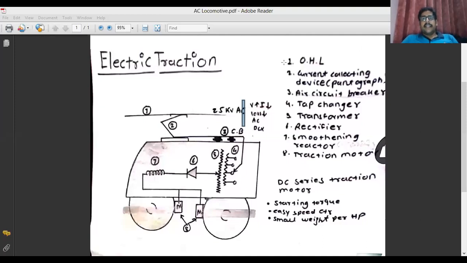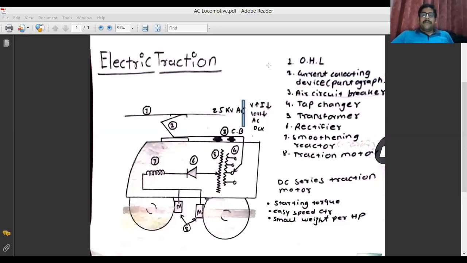Now, this is basically the internal structure of AC locomotive, and as you see there are a total of 8 components present in an AC locomotive. With the help of these, an electric AC locomotive can run. On the diagram, I have represented the numbers 1 to 8, and these numbers constitute the various components of AC locomotive.